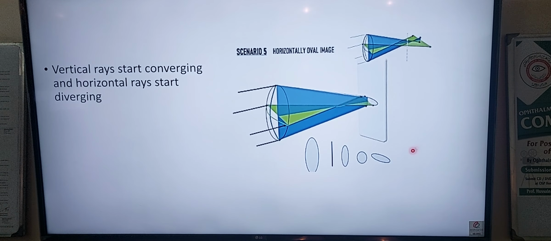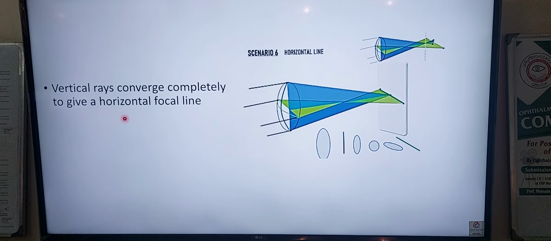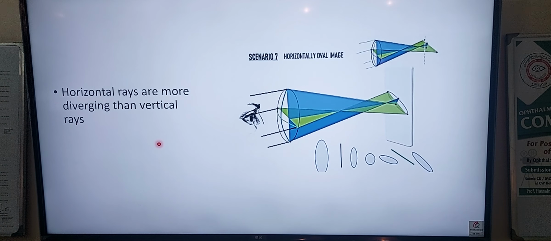Here we get a horizontal oval image. Here the vertical rays start converging and horizontal rays start to diverge. So the vertical rays are converging like this and horizontal rays are diverging, so we'll get a horizontally oval image. Here we get a horizontal line because the vertical rays converge completely and they will give a horizontal focal line. Here we get a horizontal oval image. Horizontal rays are more diverging than vertical rays.